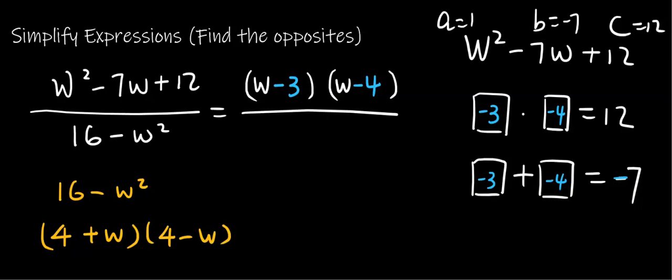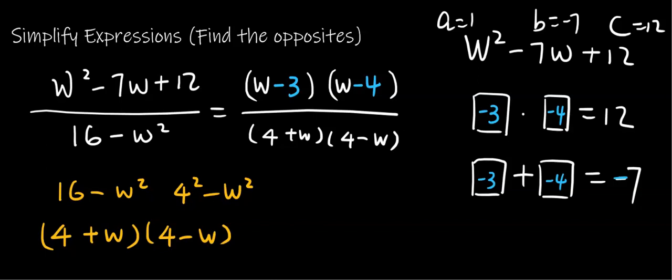Why is it 4? Because 16 is 4 squared. Okay, that's 4 squared minus w squared. Then you just need to write down 4 plus w and 4 minus w. Then I'm going to come here. I write down 4 plus w and 4 minus w. Oh, wait a minute. If I do this, I don't find any common binomials I can divide out, I can cancel out. What should I do?